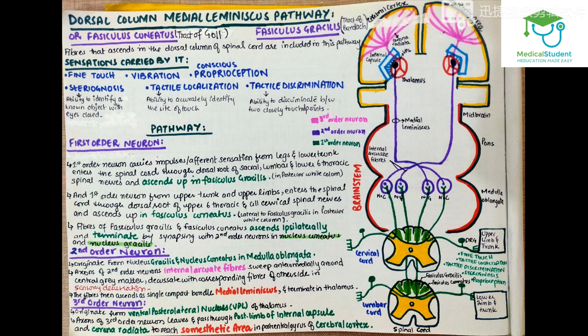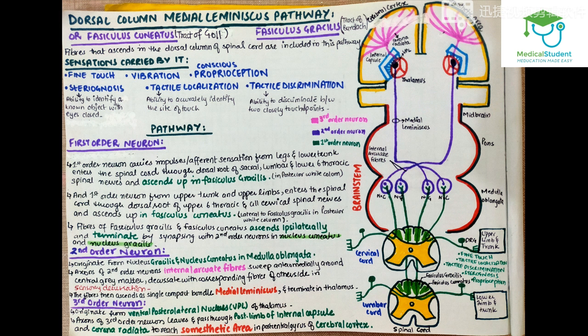Second order neuron, their fibers originate from the same nucleus gracilis and nucleus cuneatus in the medulla oblongata. Axons of the second order neuron form the internal arcuate fibers. They sweep anteromedially around the central gray matter and they decussate with the contralateral fibers from the opposite side and form the sensory decussation. These fibers now ascend as a single compact bundle, and this single compact bundle is now called the medial lemniscus.